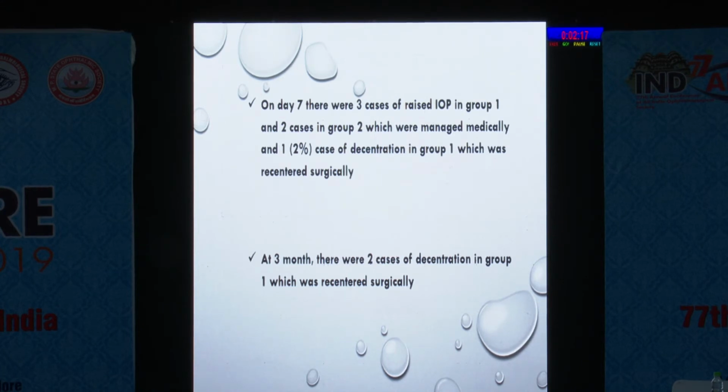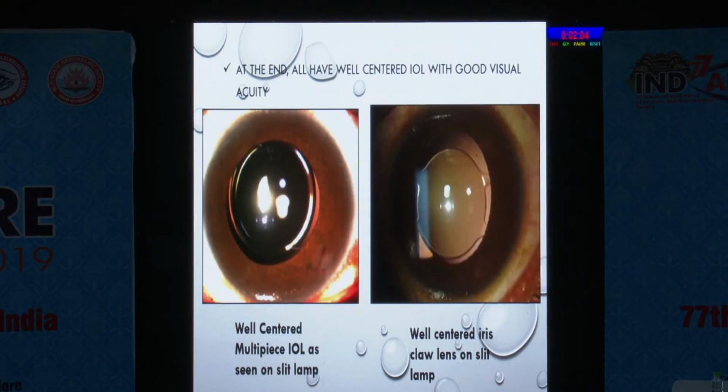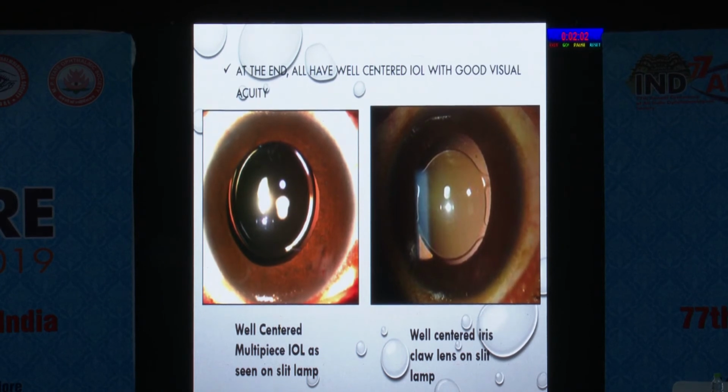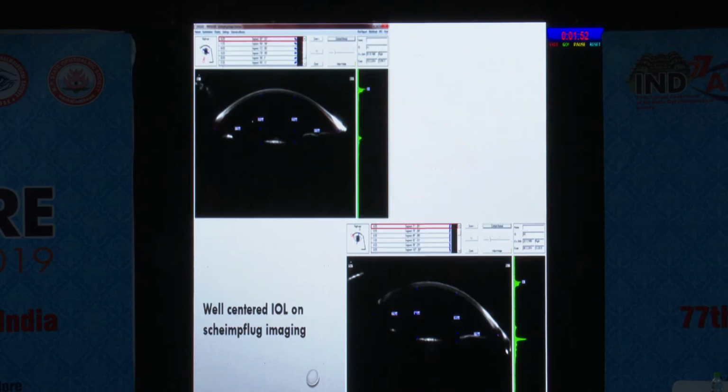At 3 months, there were 2 cases of decentration in group 1 of iris claw, which were recentered surgically, as I already said. Surgical time was significantly less in the iris claw fixation group. The SFIOL takes much more time, and at the end, all had well-centered IOLs with good visual acuity, as shown in the picture. The first one is of a multipiece IOL as seen on the slit lamp, and the other one is the iris claw on the slit lamp. These are the shim-flux images that show the well-centered IOL in both groups.